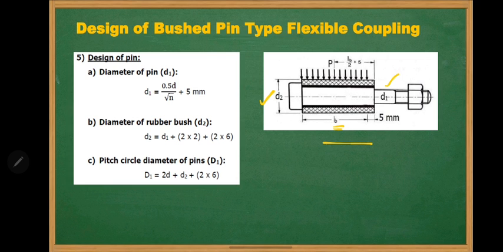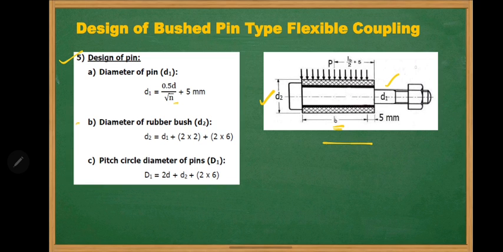So here we design the pin, the flexible pin, by using the empirical relations. So our next step is design of the pin. In that case, the first point is the diameter of the pin. This D1 is calculated by using the equation D1 = 0.5 × T / √N + 5 mm. This N is nothing but the number of pins, which we have usually taken as 6. The second point is the diameter of the rubber bush, that is D2.